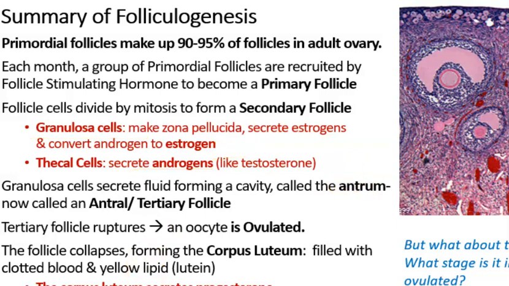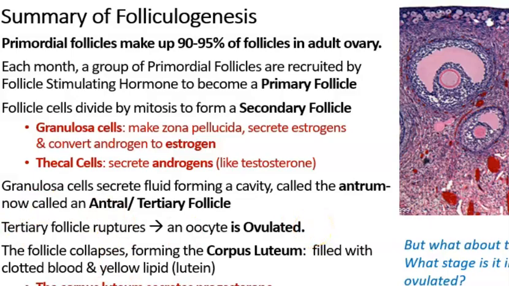Eventually what happens is this secondary follicle becomes either an antral follicle or a tertiary follicle. Those are distinguished by the fact that you have this fluid-filled cavity in the center of the follicle, and that's called an antrum. The granulosa cells are the ones that made the fluid that aggregates together, pushing the cells out of the way and forming this cavity called the antrum.